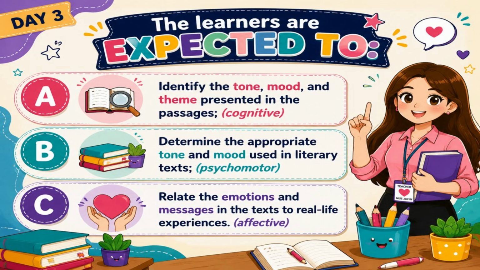The learners are expected to: A. Identify the tone, mood, and theme presented in the passages. B. Determine the appropriate tone and mood used in literary text. C. Relate the emotions and messages in the text to real life experiences.